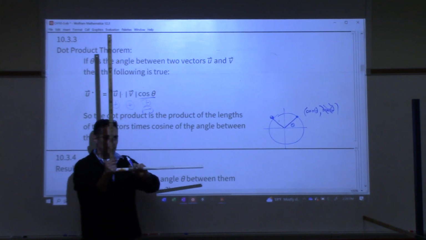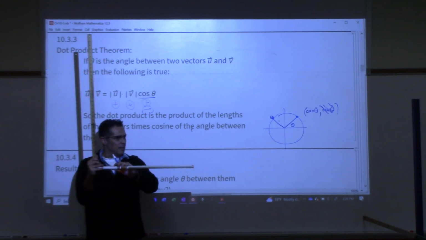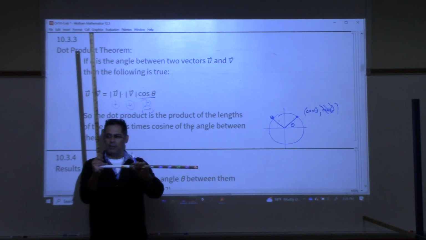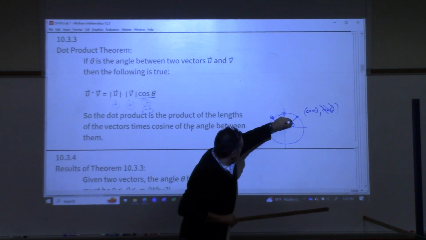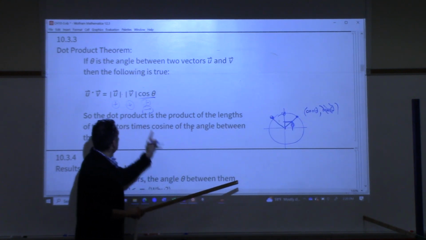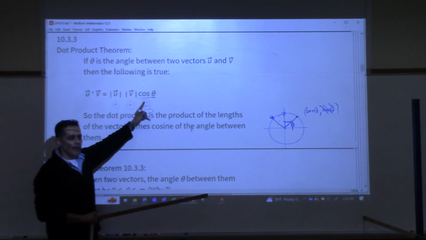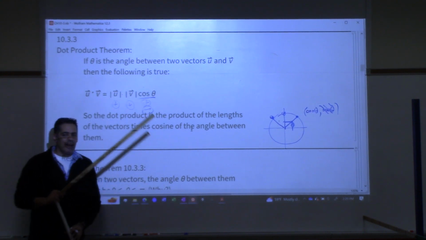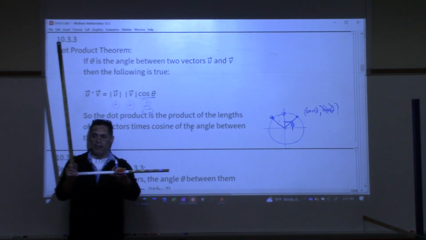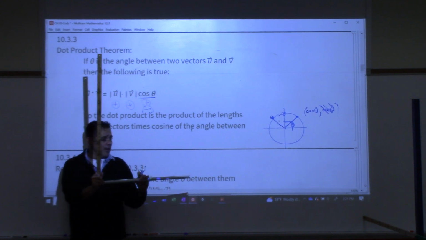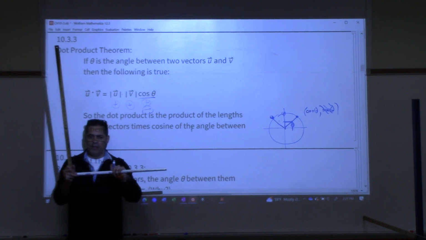Perpendicular. What's the dot product? 0. Because what's cosine at 90 degrees? 0. And so if we're straight up like this, then it doesn't matter how long u is, doesn't matter how long v is. That's 0. And so that's actually a quick, easy way to check if two vectors are perpendicular or not. All you have to do is take their dot product. And if their dot product is 0, they're perpendicular. It's a simple check.